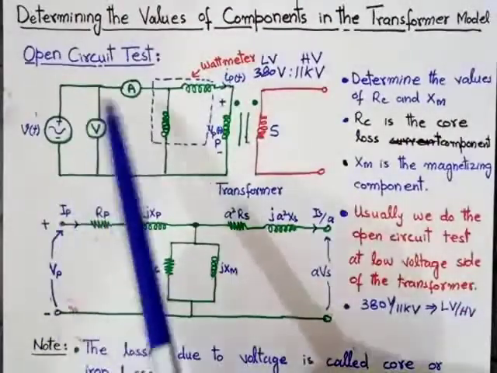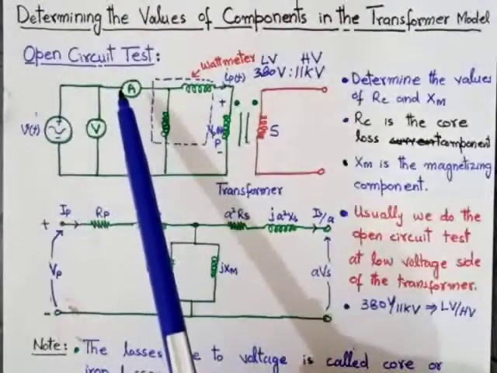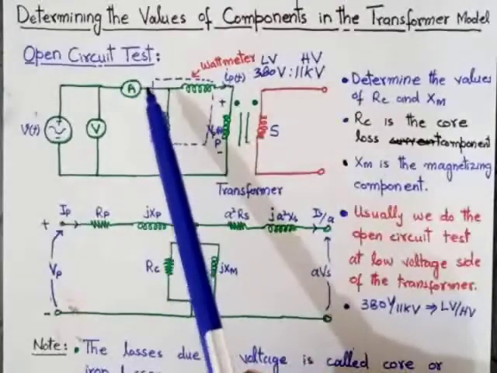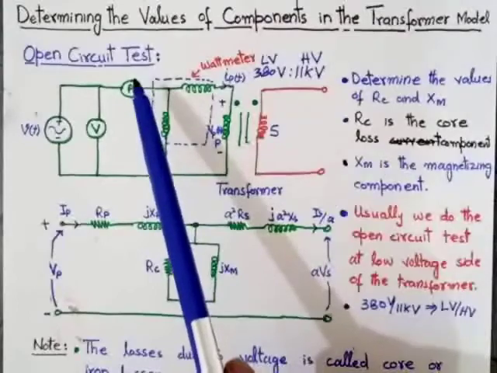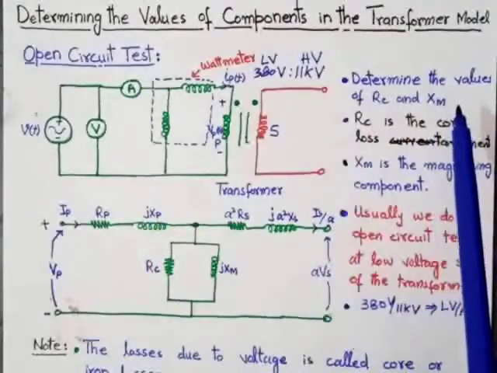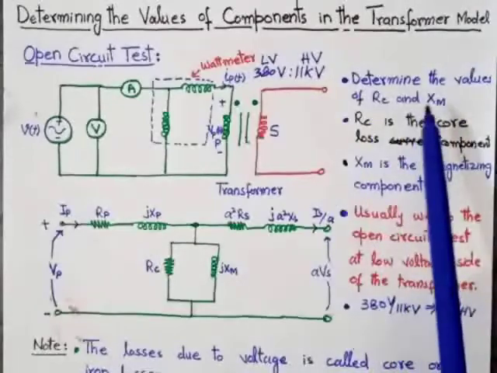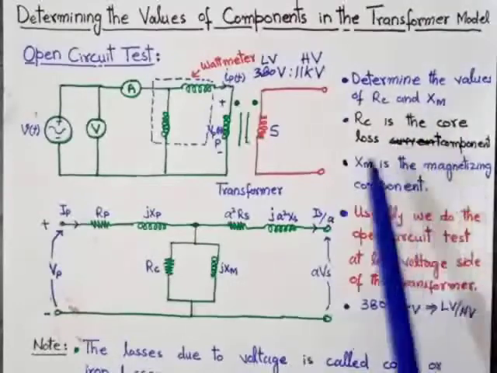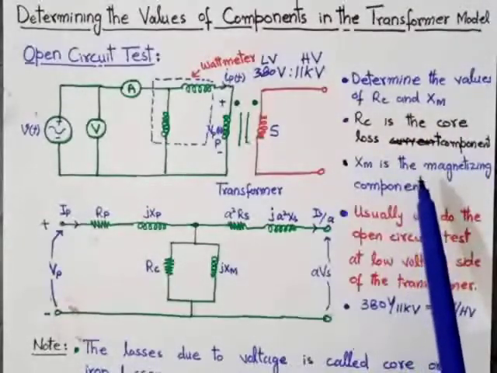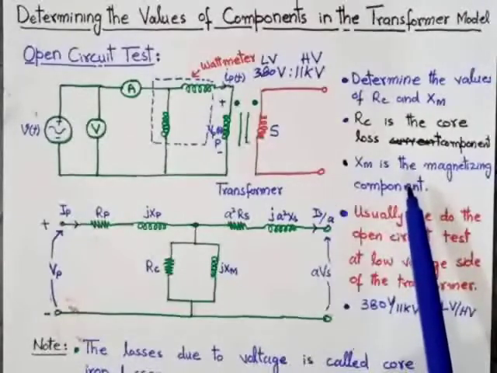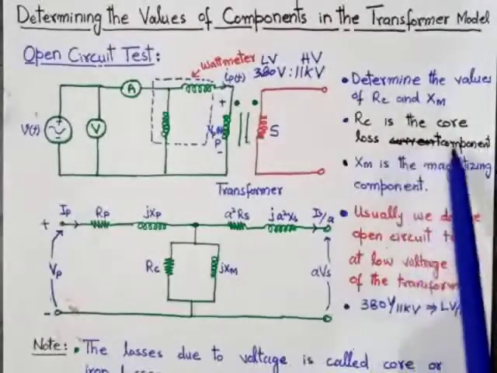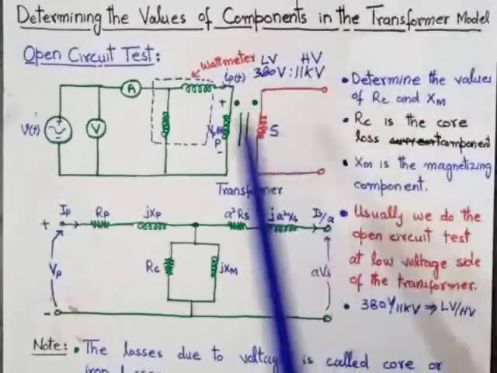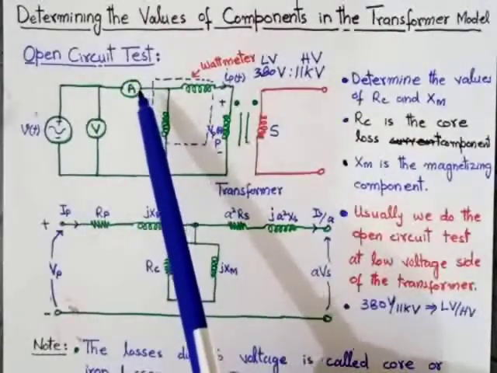Now, first of all, we will discuss the open circuit test of the transformer. As we have already discussed, the open circuit test of the transformer is basically used to find the values of RC and XM. RC is the core loss component and XM is the magnetizing component. So, to determine the core loss component and the magnetizing component, we perform the open circuit test of the transformer.